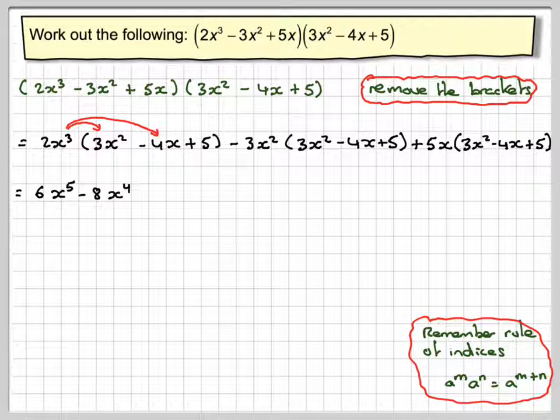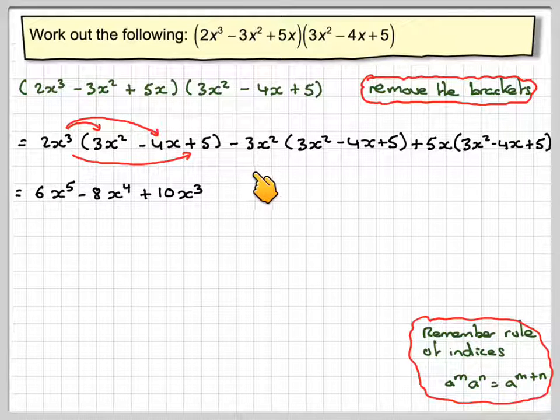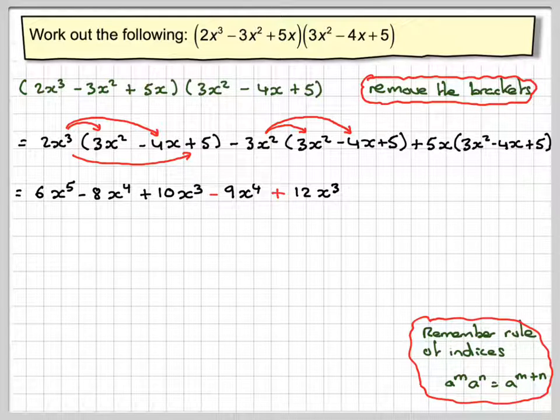2x cubed times 5 gives me 10x cubed. Then we do this one. Minus 3x squared times 3x squared is going to give me minus 9x to the 4. And then minus 3x squared times minus 4x is going to give me plus 12x cubed. So the sign changes, the minus times the minus. So this one you need to be careful with the signs.